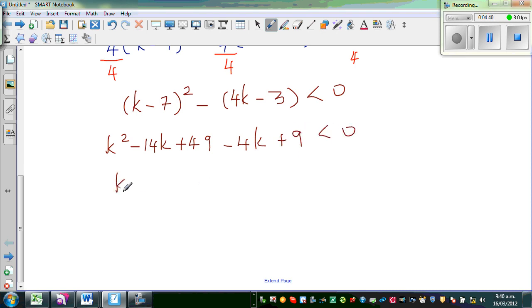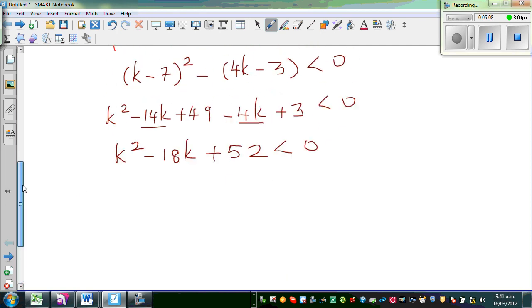So ultimately we can simplify this. Minus 14k minus 4k is minus 18k, plus, I don't know why I wrote plus 9 there, it should be plus 3 there, sorry. So this is plus 52 is less than 0. Now from here we have to understand this a bit graphically.